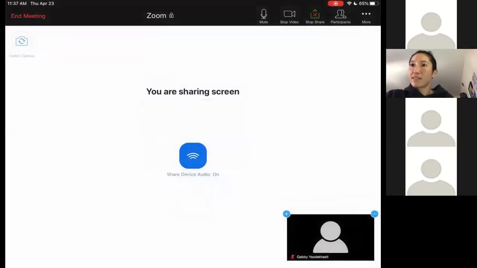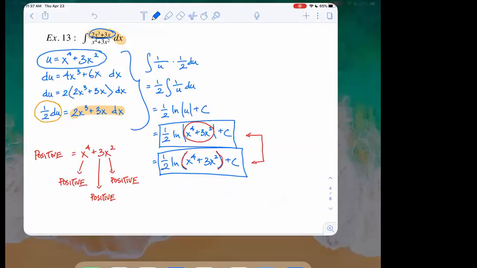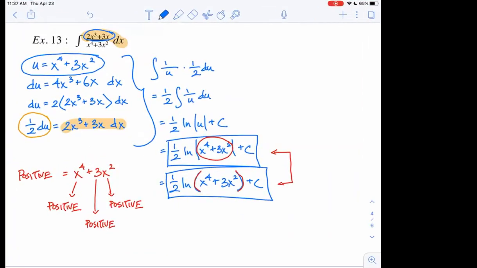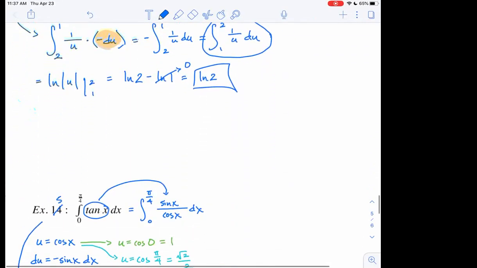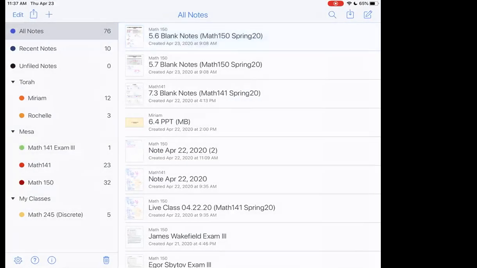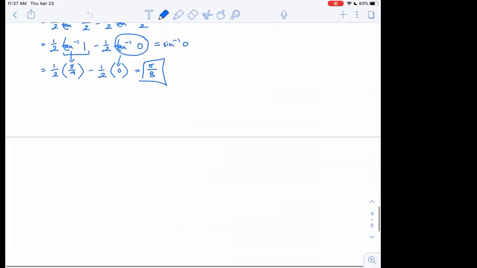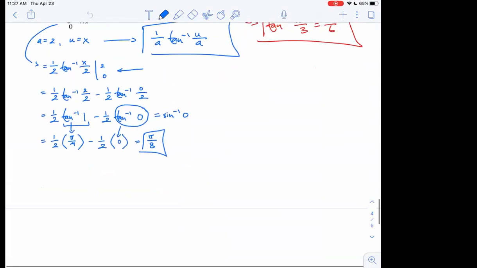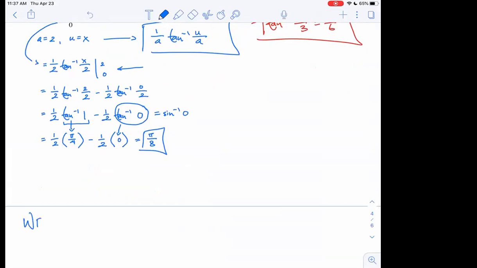Yeah. Perfect. Okay. But ahead of time, understand. All right, so I'm going to stick this at the end of the 5.7 one, okay? So WebAssign number 19.